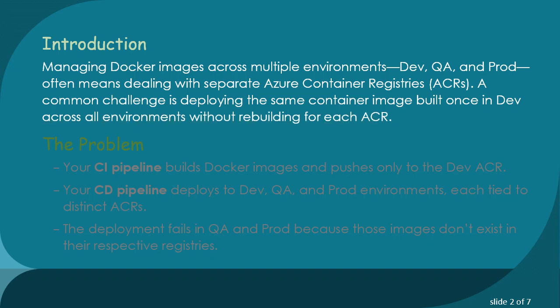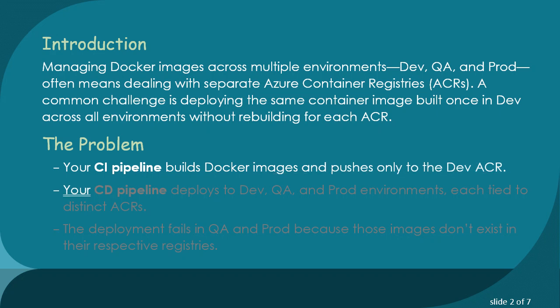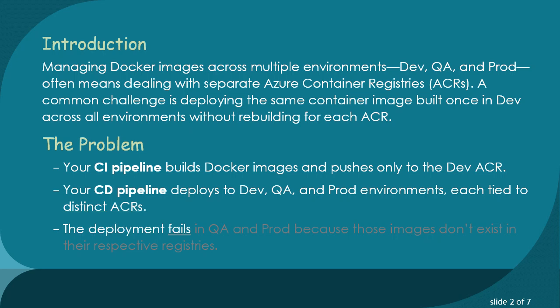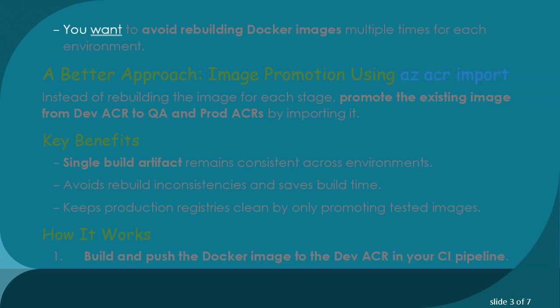ACR. The problem. Your CI pipeline builds Docker images and pushes only to the dev ACR. Your CD pipeline deploys to dev, QA, and prod environments, each tied to distinct ACRs. The deployment fails in QA and prod because those images don't exist in their respective registries. You want to avoid rebuilding Docker images multiple times for each environment.